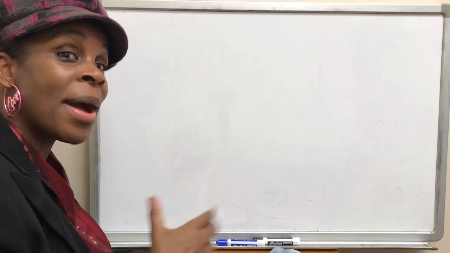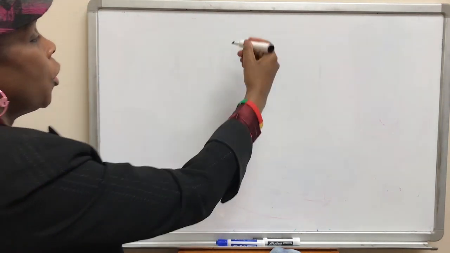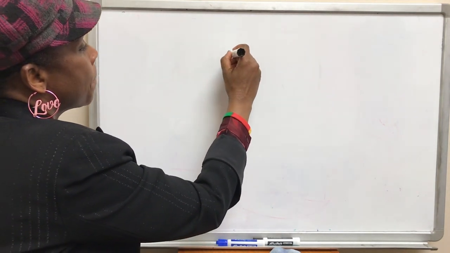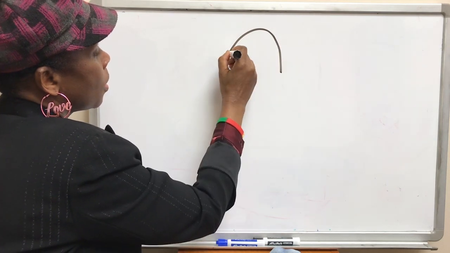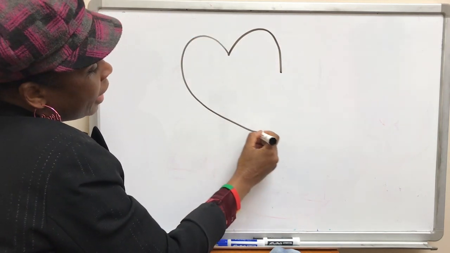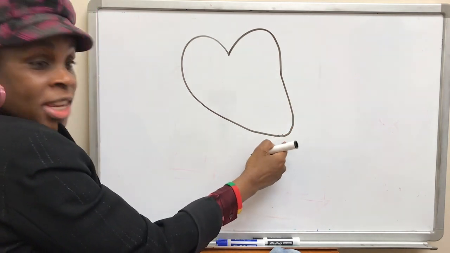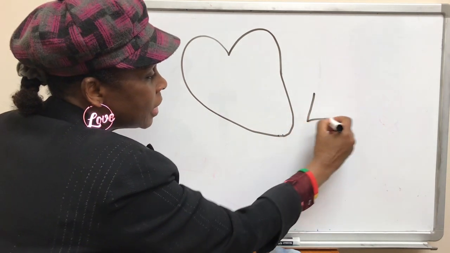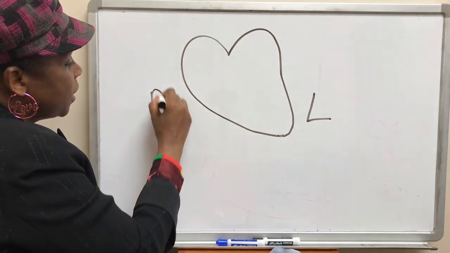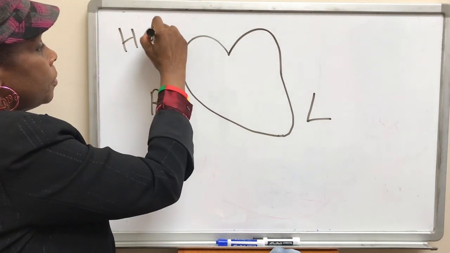Today I will talk about the heart. Let me draw the heart. And I'm going to tilt it to this side a little bit, like this. This pointy thing tells me this is the left side of the heart. This is the right side of the heart.